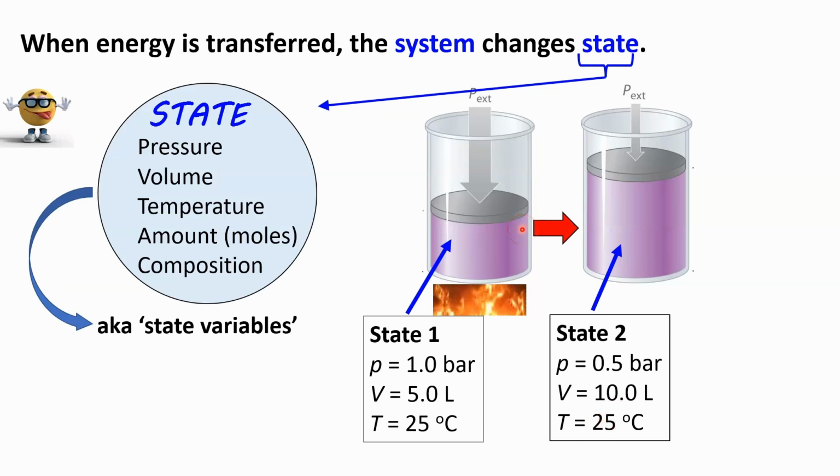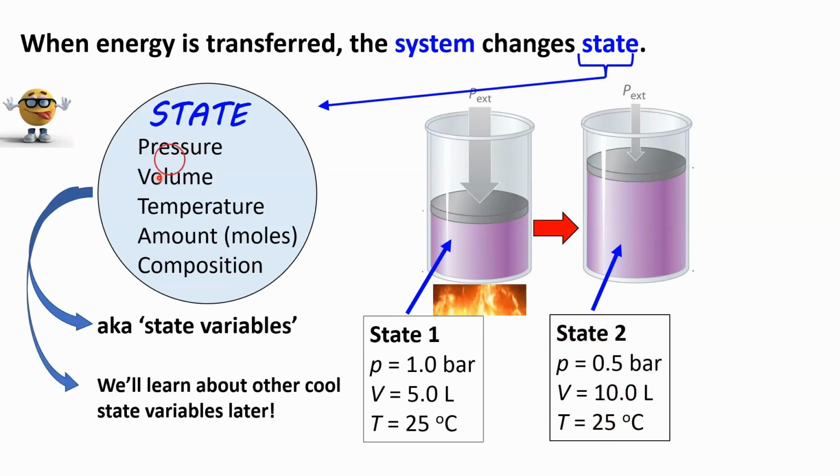We'll go through this example, this process, many times. This is an isothermal expansion of a gas. You don't have to know that now, just know that if we have a different state, then the state variables have different values. There are other state variables, and we'll get to those in due time when we're ready for them.